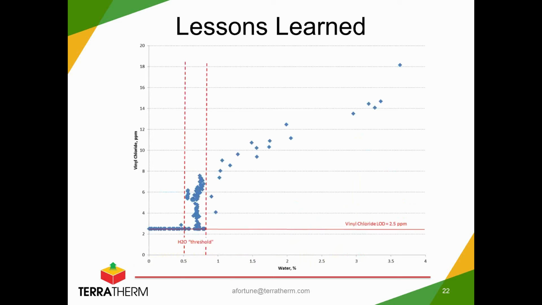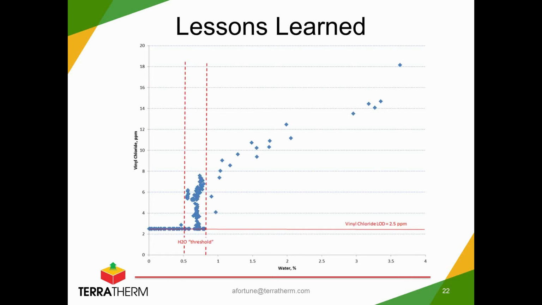You can see here that there appeared to be sort of a water, what I call the threshold. And the horizontal red line is showing the limit of detection of vinyl chloride. So you can see, and then the x-axis is showing the percent of water vapor. So you can see as we were below around 0.75% water, definitely below 0.5% water vapor, that water vapor was not contributing to any sort of a false positive of vinyl chloride. We were at the limit of detection or below.